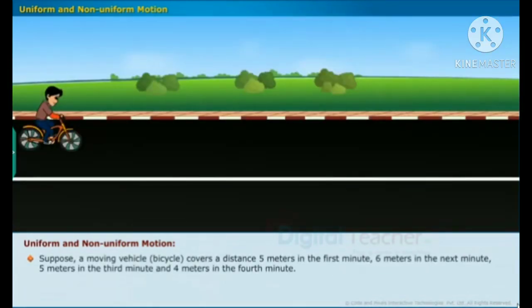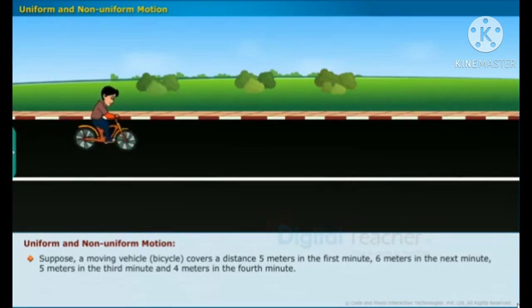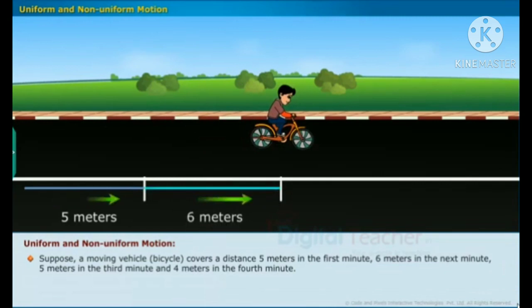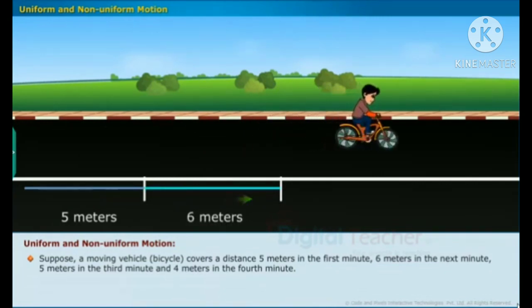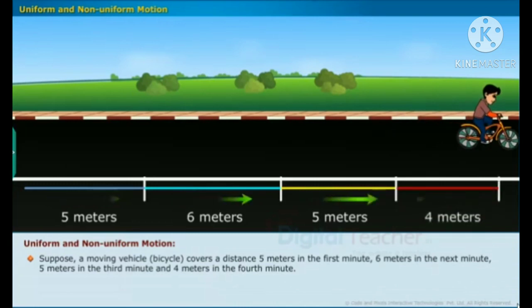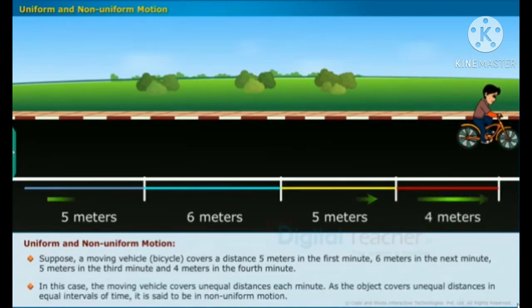Suppose a moving vehicle or bicycle covers a distance of 5 meters in the first minute, 6 meters in the next minute, 5 meters in the third minute, and 4 meters in the fourth minute. In this case, the moving vehicle covers unequal distances each minute. As the object covers unequal distances in equal intervals of time, it is said to be in non-uniform motion.